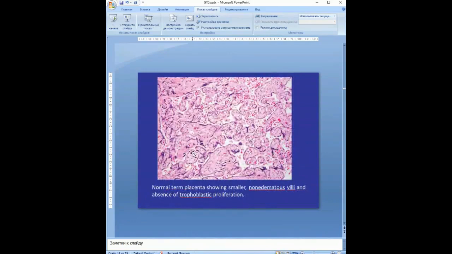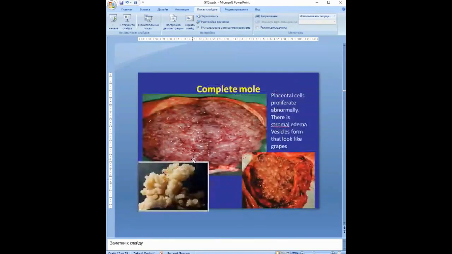In this picture, you see a normal term placenta showing smaller, non-edematous villi and the absence of trophoblastic proliferation. In this picture, the naked eye presentation of complete mole. Placental cells proliferate abnormally. There is a stromal edema. Vesicles form that look like grapes.